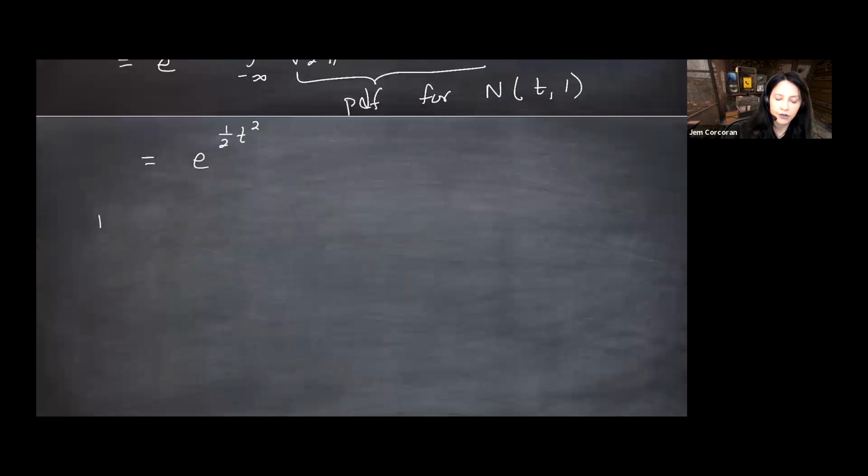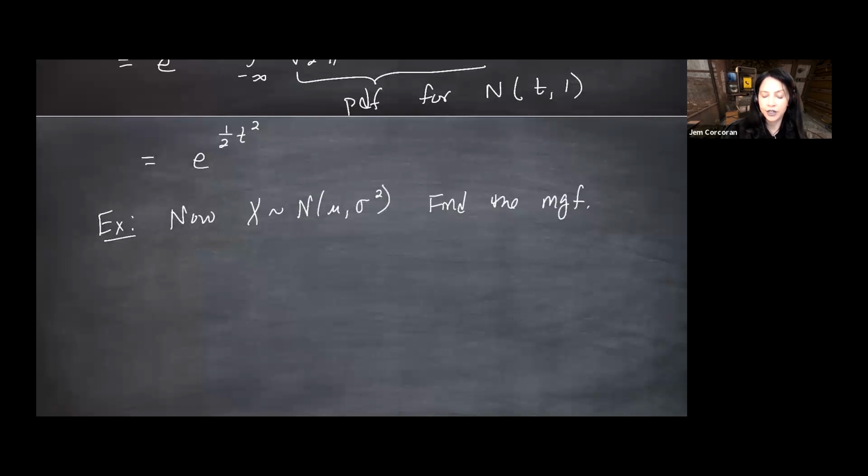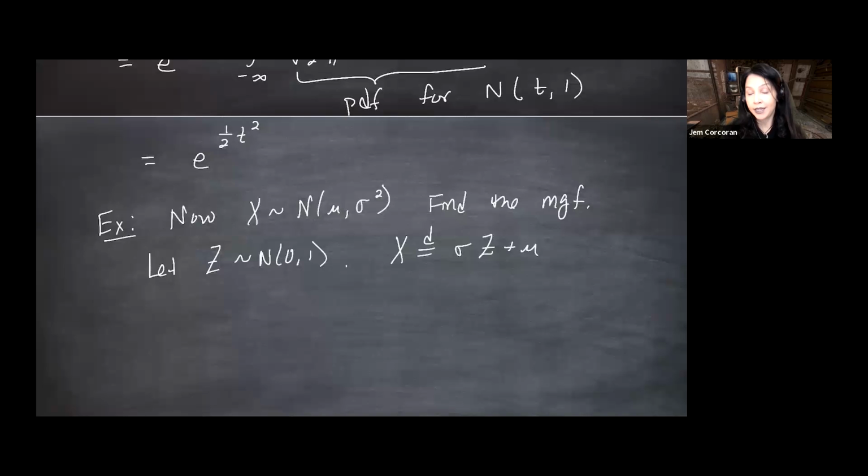So this other example here, so now I'm going to let x be normal mu sigma squared, and I want to find the moment generating function. So we can let z be a normal 0, 1, and we can say that x has the same distribution as sigma z plus mu, based on something we haven't shown, but we can do the G inverse stuff. And I think I have a minute.